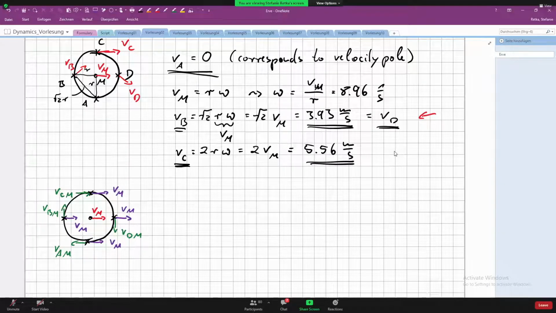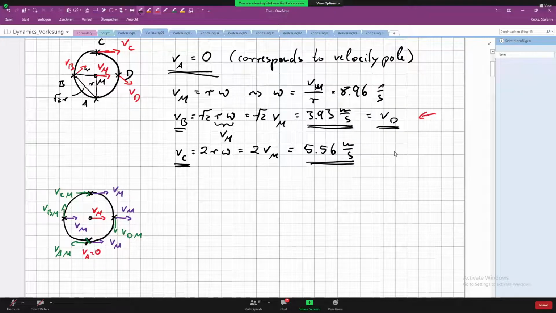Now, in this case, there's one important piece of information we need to know. In case of pure rolling, the relative velocity in the contact point between object and surface is 0. So that's what we have to know: VA is equal to 0.